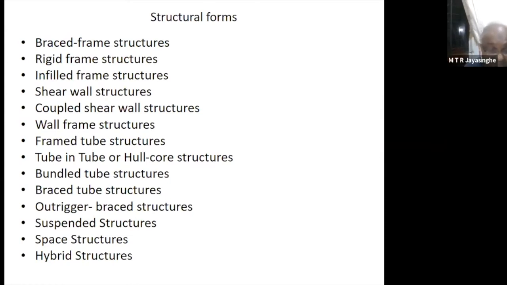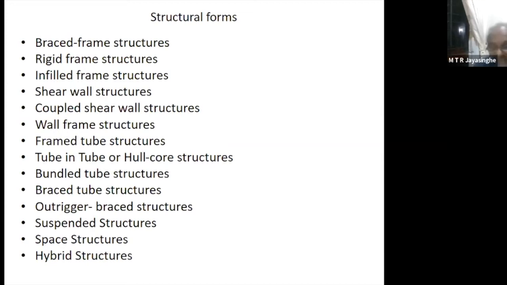You get outriggers and then belt trusses. Then you get some structures where, when the architects say, I don't want any columns on the outer periphery, there's no option, no other option. Only option is to hang the structure from the top.